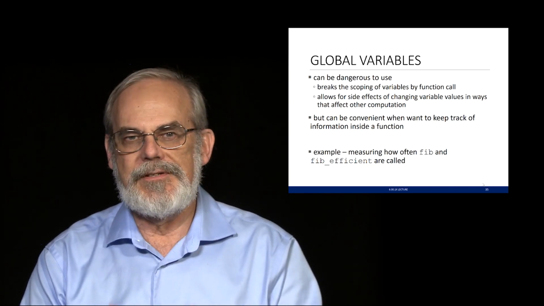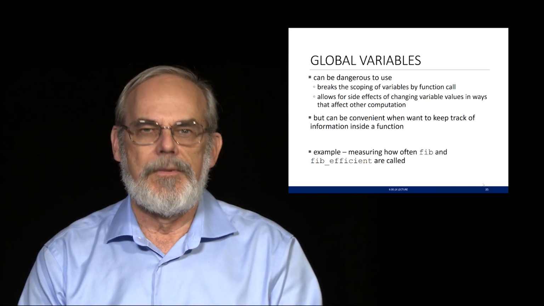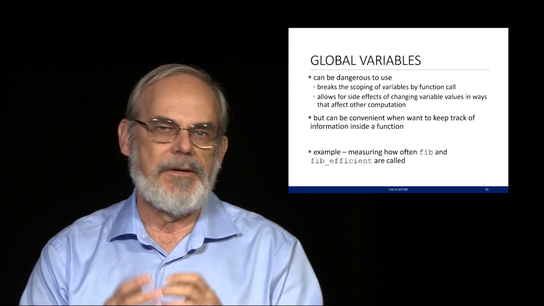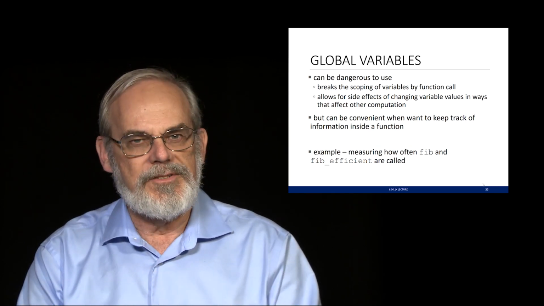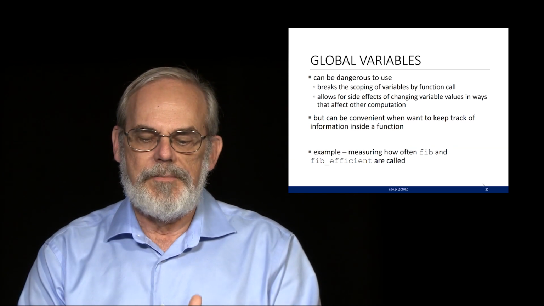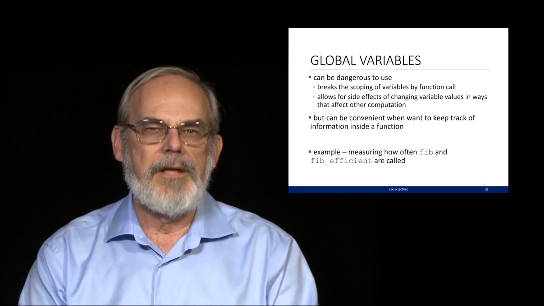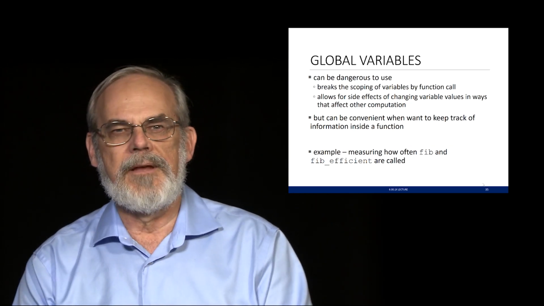Now, I'm going to preface this by saying this is a dangerous thing to do. Globals are something that most computer scientists don't like to use because they can really lead to side effects in a very bad way. But in some cases, they're valuable, and this is one. They're dangerous to use because global variables break the scoping of variables that we get by a function call. What do I mean by that?